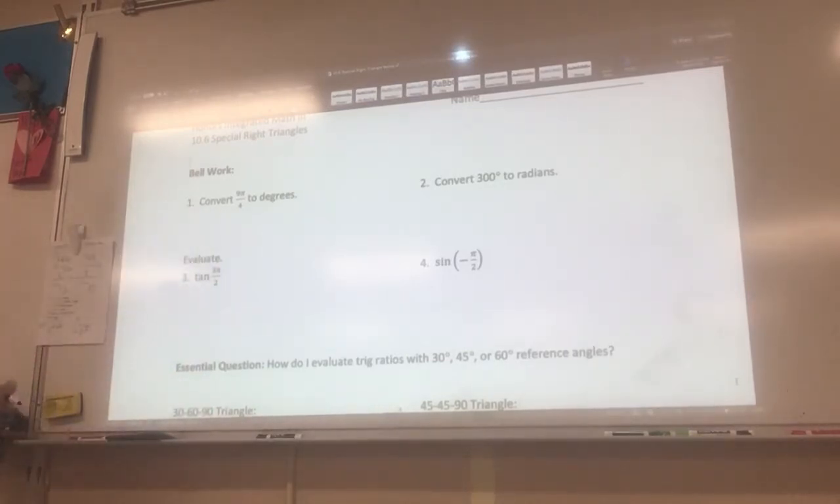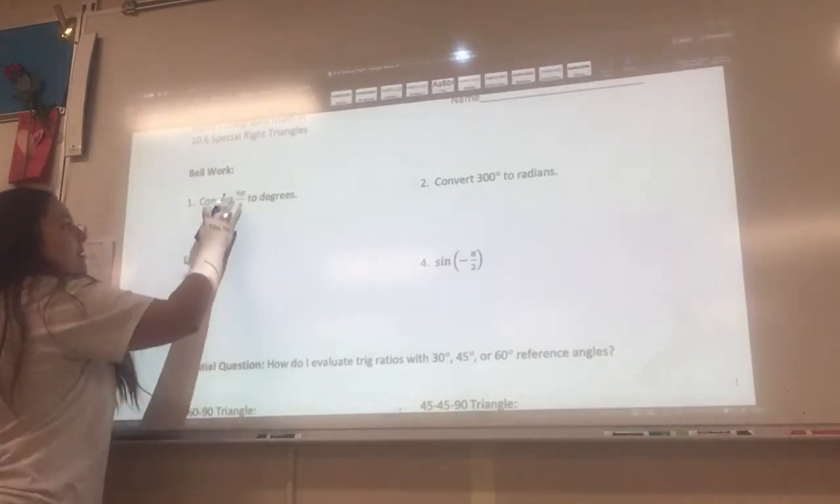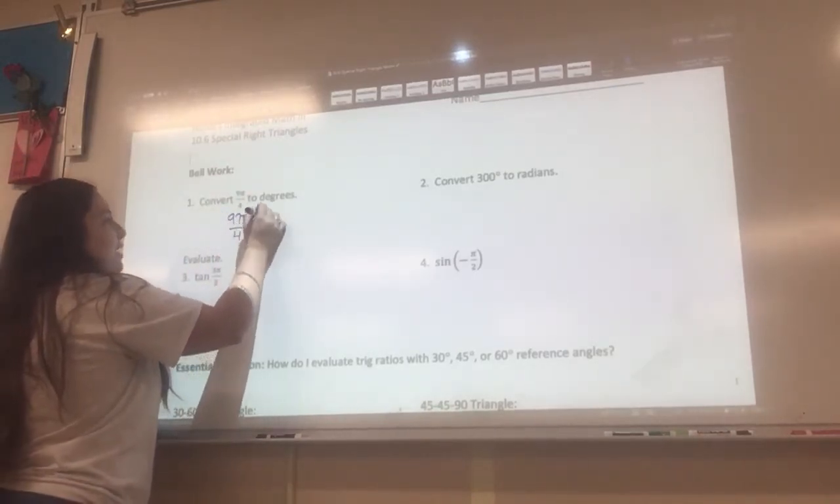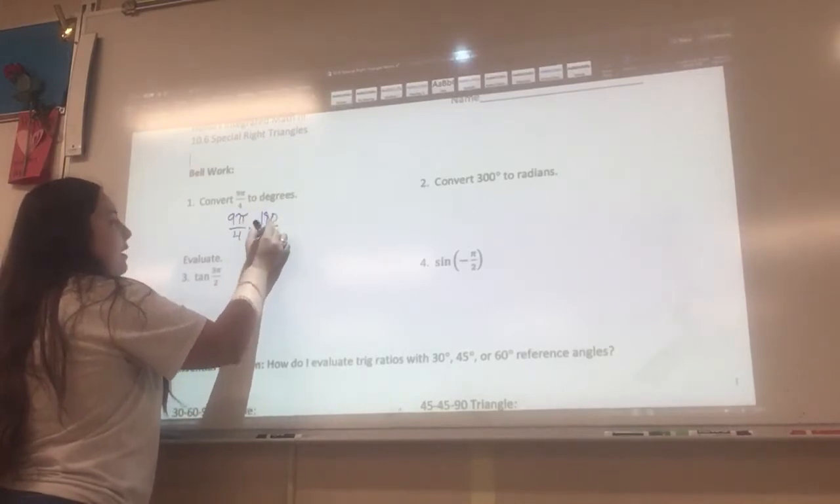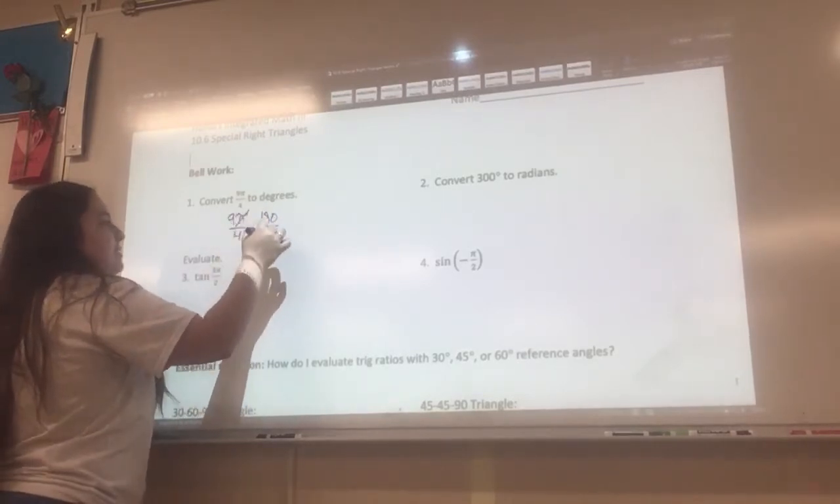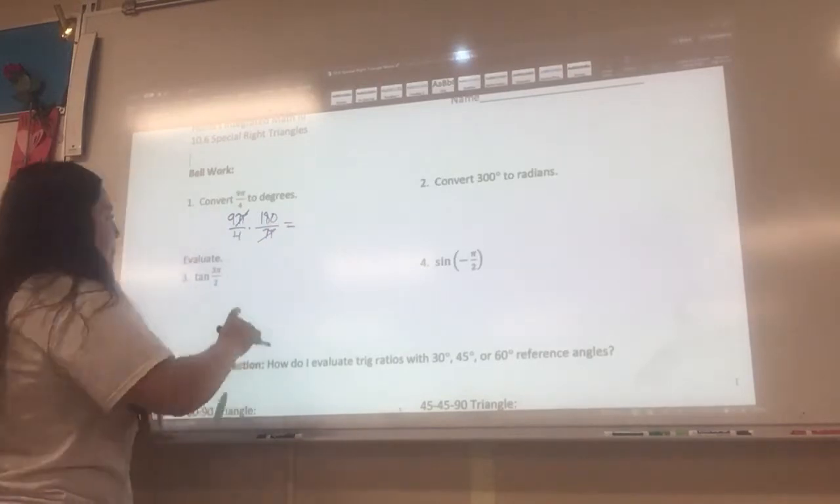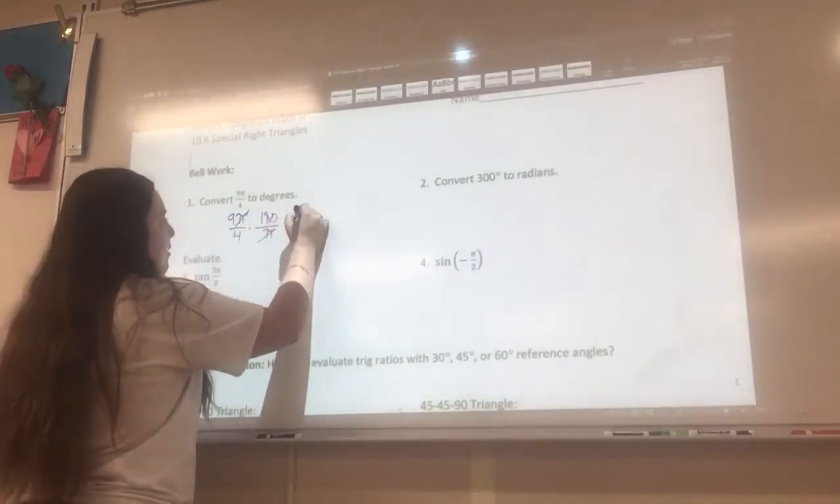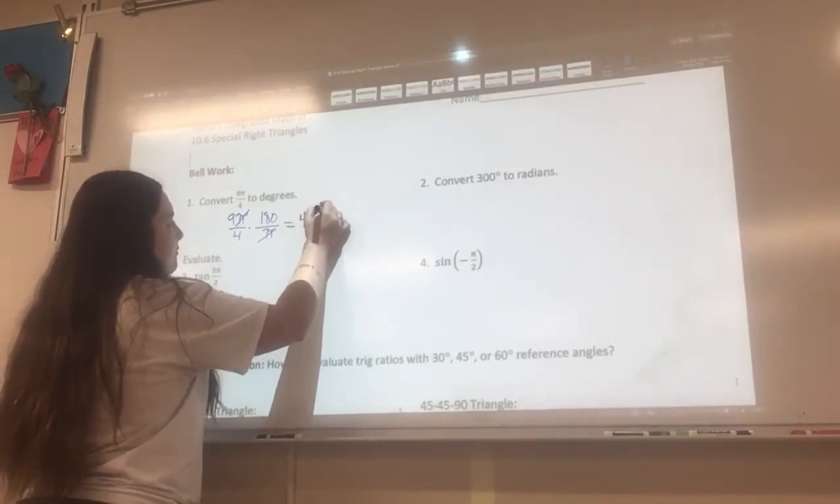So, remembering our conversion factors, since we have 9 pi over 4, I am going to multiply this by 180 divided by pi. This allows my pi's to cancel out. I'm going to take 9 times 180 and then divide by 4 and see that my degrees is 405 degrees.